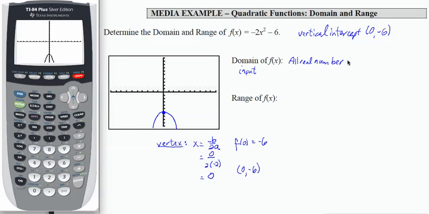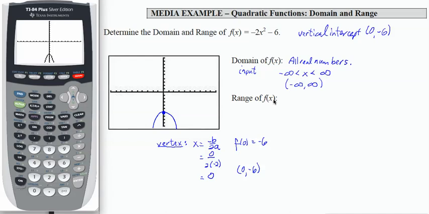There's a couple of other ways that you can write that. You can say, using inequality notation, that x can be any value greater than negative infinity, less than infinity. You can also use what's called interval notation, which is kind of a shorthand for this inequality notation here.